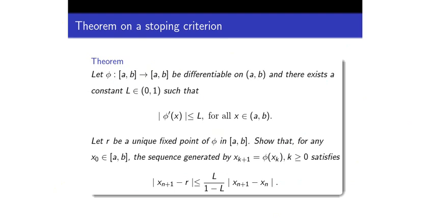Okay, so just now we have discussed that, what it says is, let phi be a function which is differentiable on the open interval (a, b), and there exists a constant L belonging to (0, 1) such that the derivative remains bounded by L. Then certainly phi is contractive and hence it has a unique fixed point. Let's say R is the unique fixed point. Then show that for any starting point x0, the sequence generated by this functional iteration satisfies the following criteria.